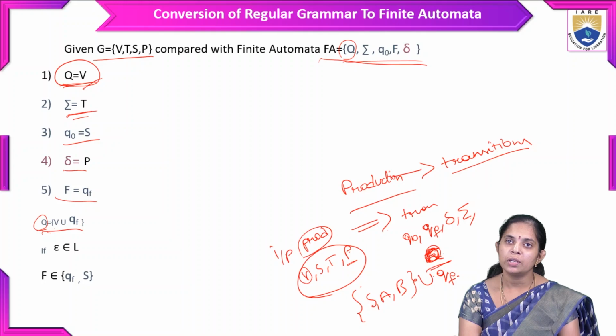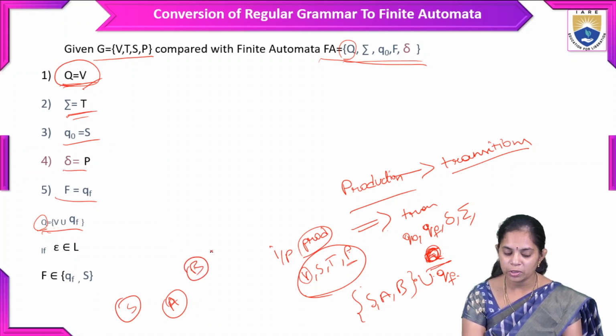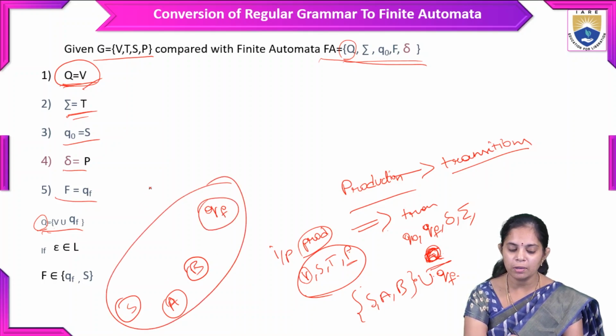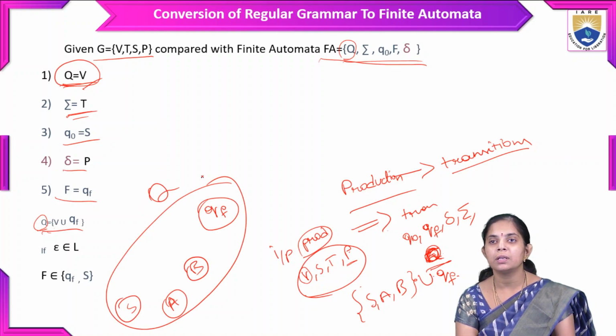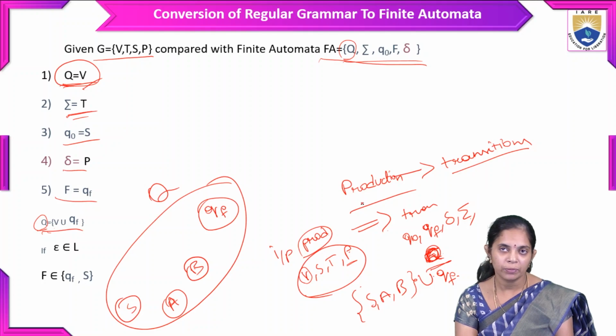Q. So that means initially we have this kind of states. After reading all the productions, we found some final state. So this is also included in the Q. So this is nothing but Q, V is equal to the V.